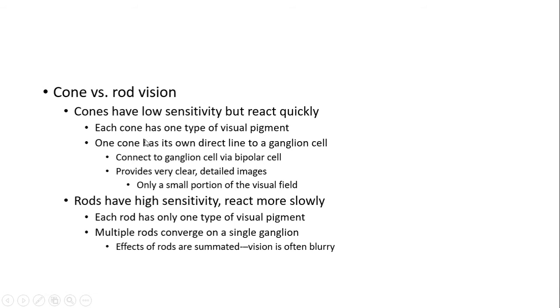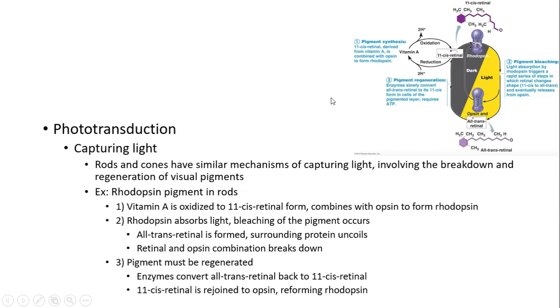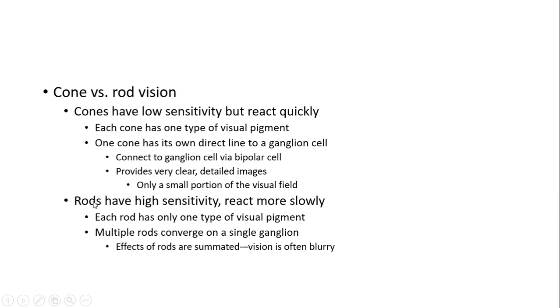Continuing on, the cones react a lot more quickly, versus the rods, which react more slowly. It has to do with this process here: when light is absorbed for these guys, they basically become broken down, and it takes a little bit longer for them to come back up. So that's why the rods react more slowly. I'm not going too much into that process because we're going to get into it by the next slide, so I'm just saying that in a more general way right now.